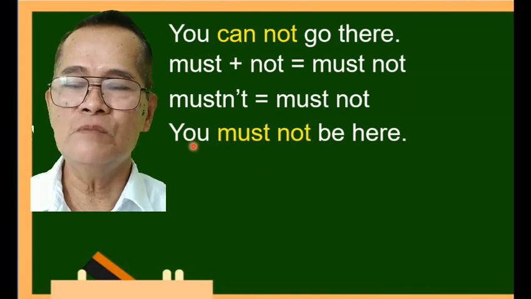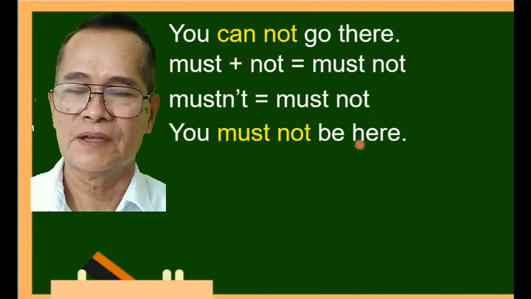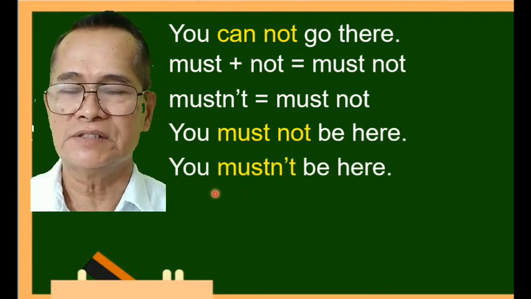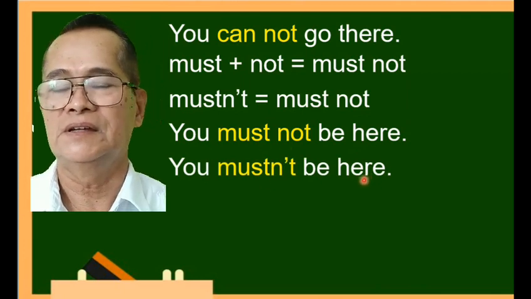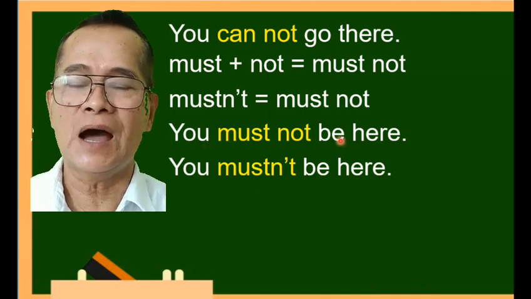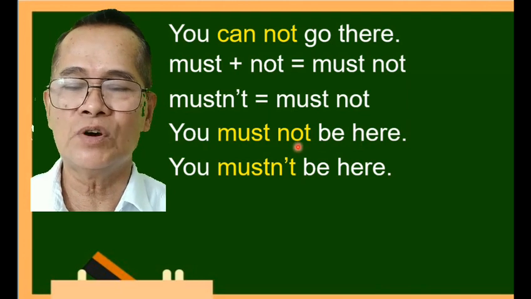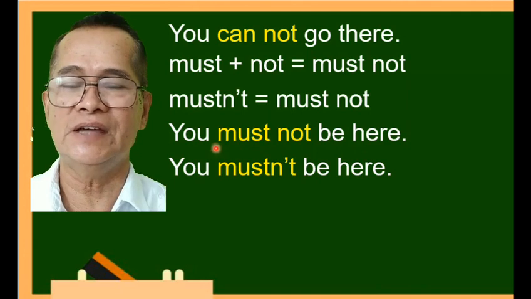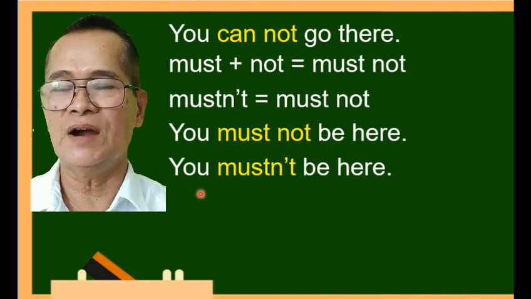Example, you must not be here. Alright, if you are going to shorten this one, it becomes like this. You mustn't be here. This is a prohibition because of the word not. You are not allowed to be here. That is the idea here. You are not allowed.